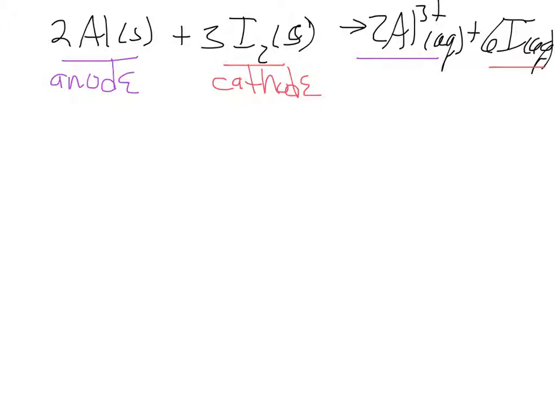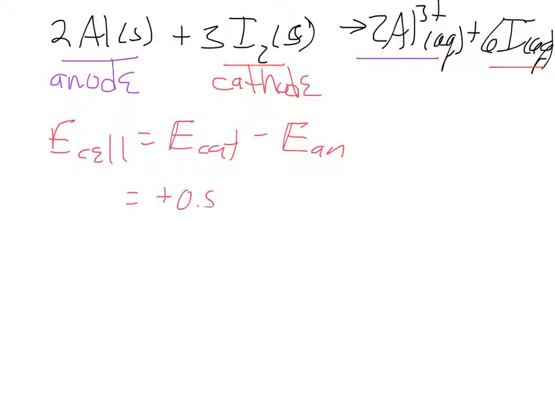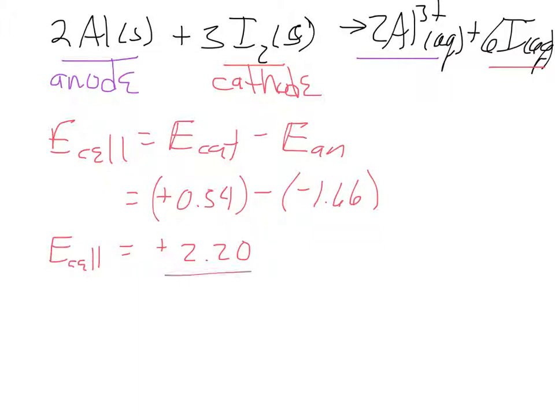And so now it's simply a matter of Ecell equals E cathode minus E anode. So that's a plus 0.54 for the cathode and a negative 1.66 for the anode, and you should get a positive 2.20. Okay? For the cell potential.